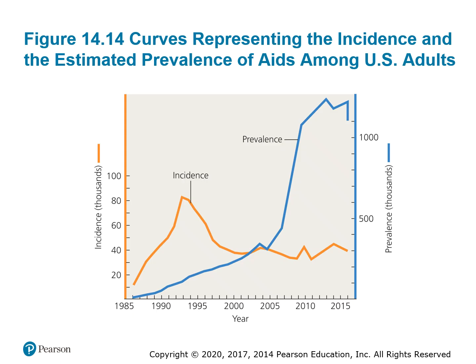So this curve represents the incidence and estimated prevalence of HIV/AIDS among U.S. adults. On the left-hand side, you're looking at the incidence in thousands, and across the bottom, you're looking at the year. The incidence is red and the prevalence is blue.